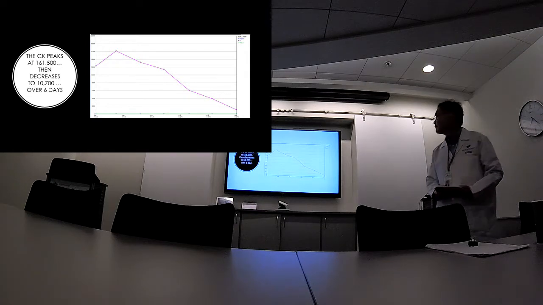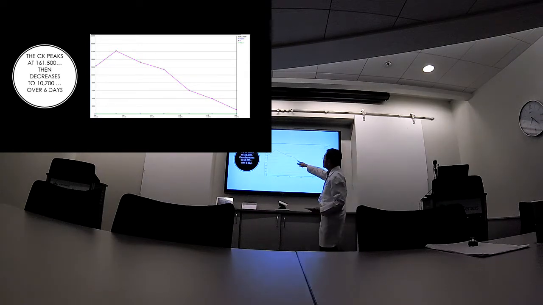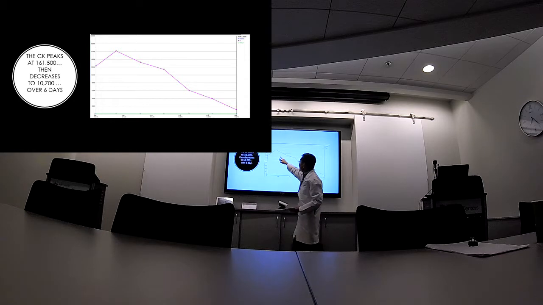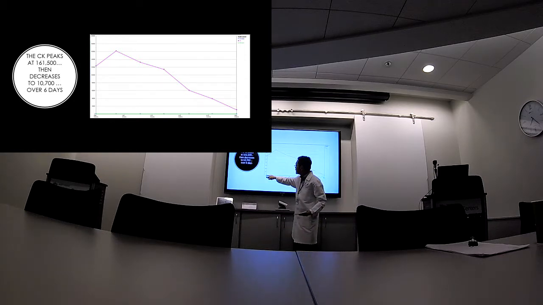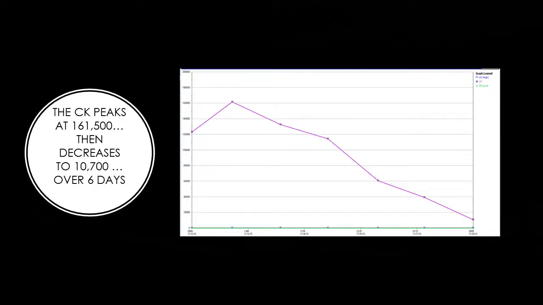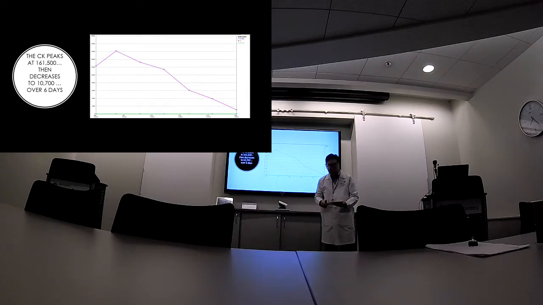Then, this magenta line represents the CK. Normal is about 200, which would be superimposable with this green line. So he comes in at 123,000. We hydrate him like crazy. He goes up to 161,000. And then he slowly comes down over 6 days. And here he is down to 10,700. So that's the CK.